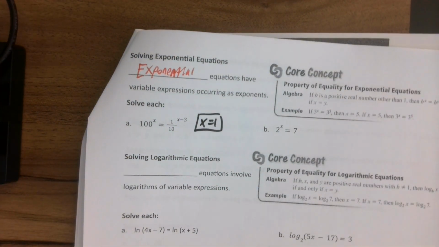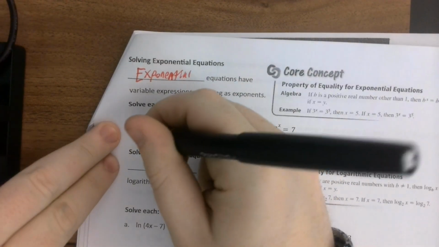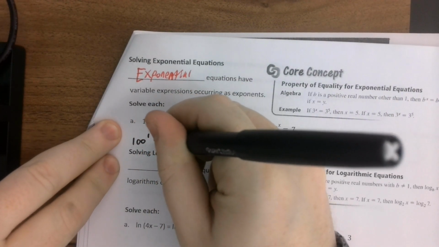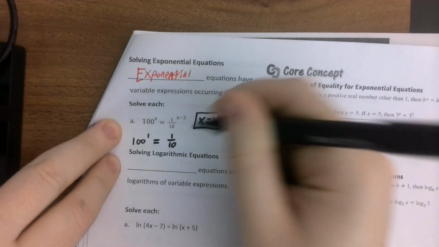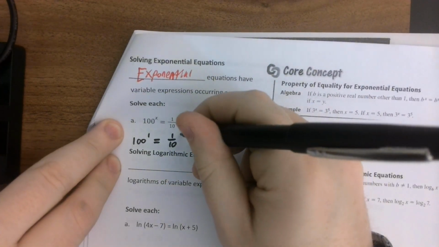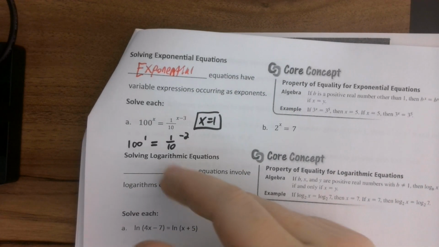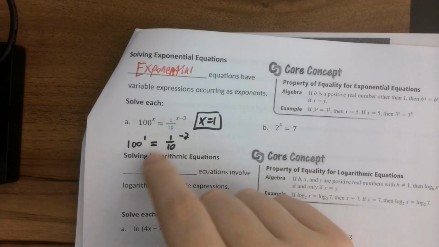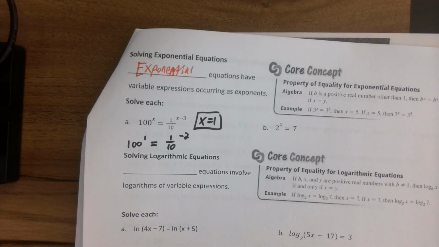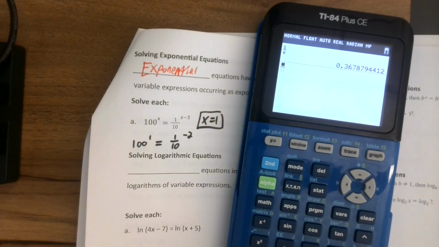If you wanted to check this, you could plug in the 1 on both x's. So 100 to the first power equals 1/10 to the 1 minus 3, which is negative 2. Well, 100 to the first power is just 100. What's 1/10 to the negative 2 power? We know the negative means we'd flip it so it looks like 10, and 10 squared is also 100. So of course this is going to work. If we even do it in the calculator, just in case you don't believe me, bam, both sides will equal 100. So we're good to go.